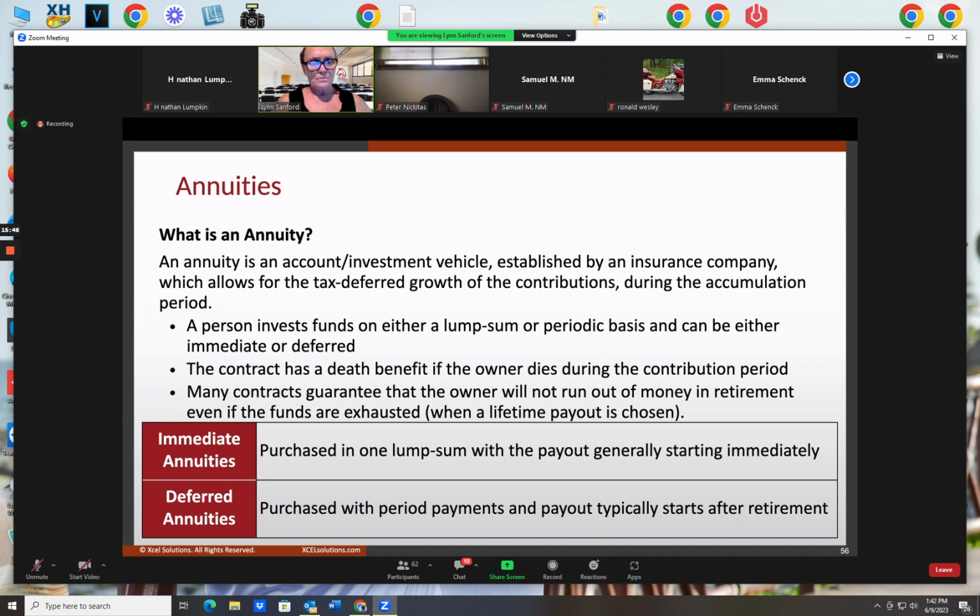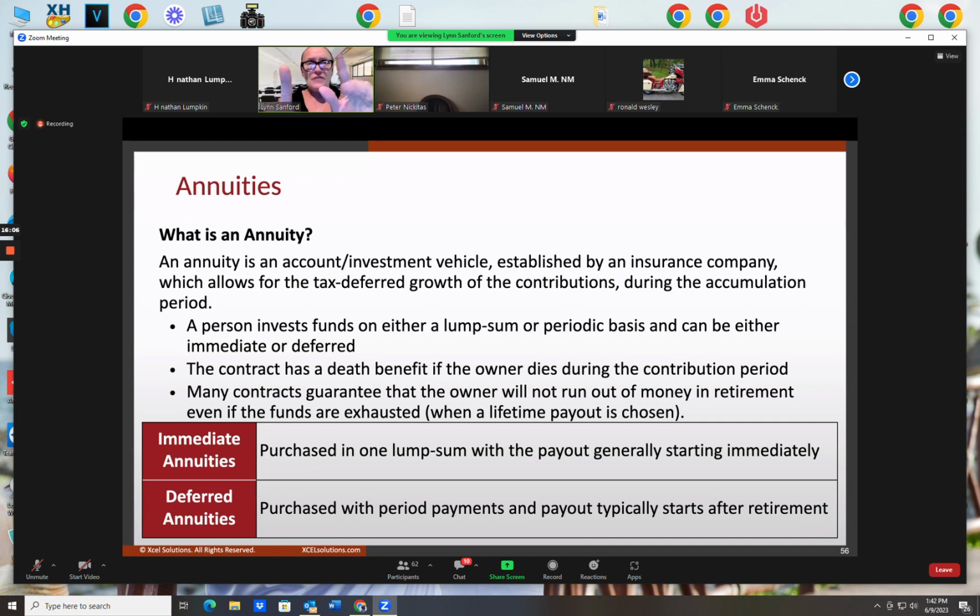years. So the contract has a death benefit if the owner dies during the contribution period, and that's equal to the amount placed in the annuity plus any growth it has assumed. Many contracts guarantee that the owner will not run out of money in retirement even if the funds are exhausted when a lifetime payout is chosen.